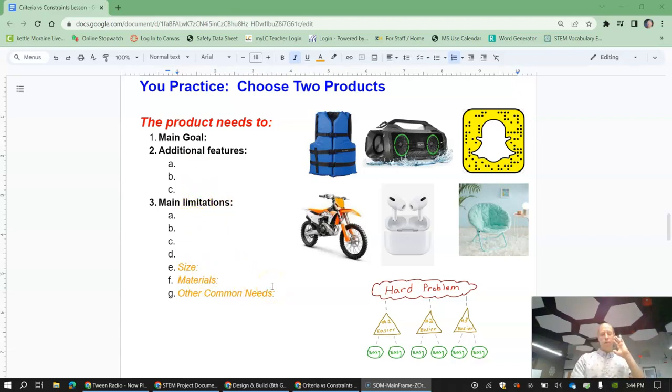Keep in mind, again, the reason why we do this is we're trying to take a difficult thing. Like imagine designing a dirt bike. That's a lot of work if you were to design a dirt bike. But we want to break up problems into smaller bits. So that's my challenge to you. Identify the needs for at least 2 products, and then I'll have you, of course, show me how you did, and I'll give you some feedback.